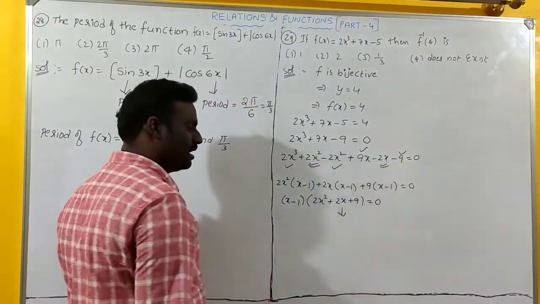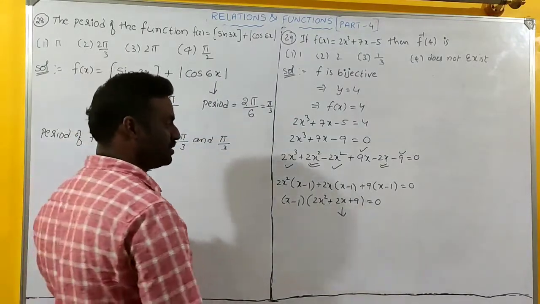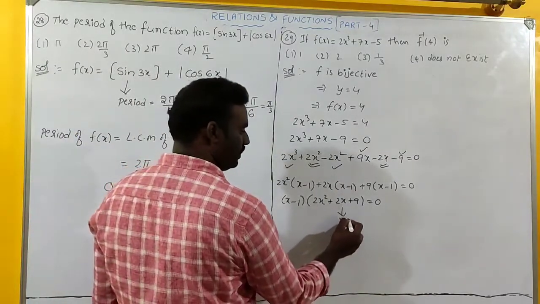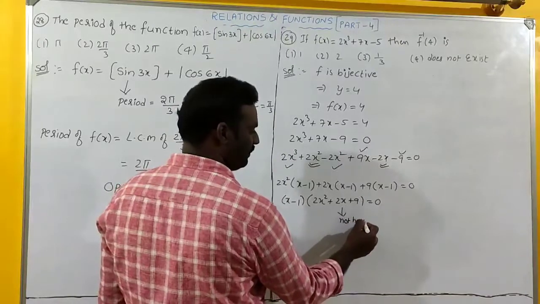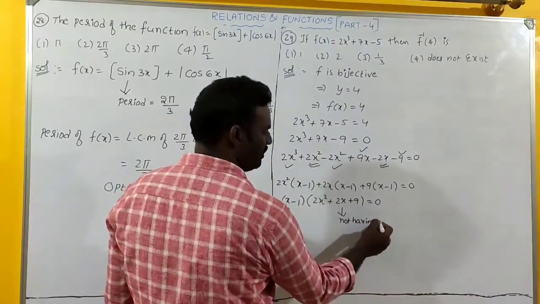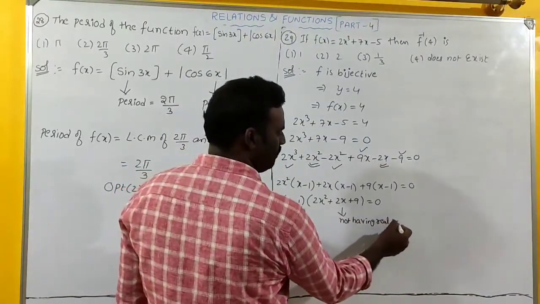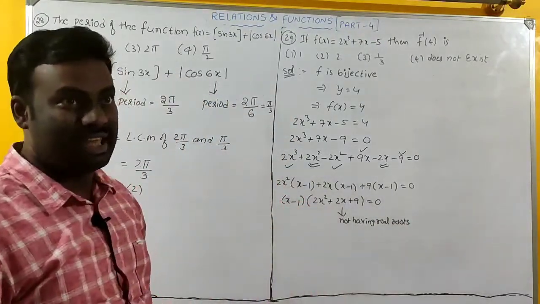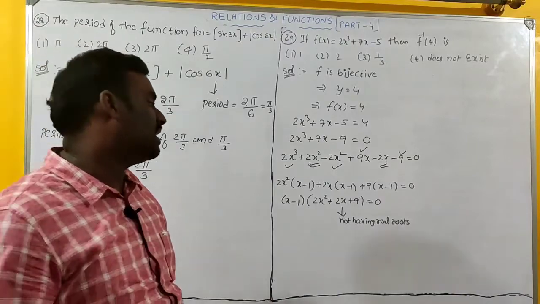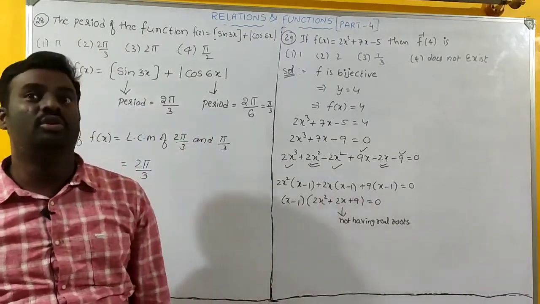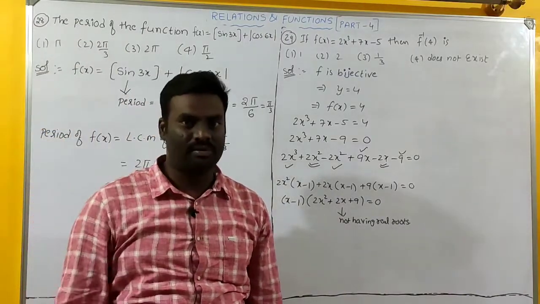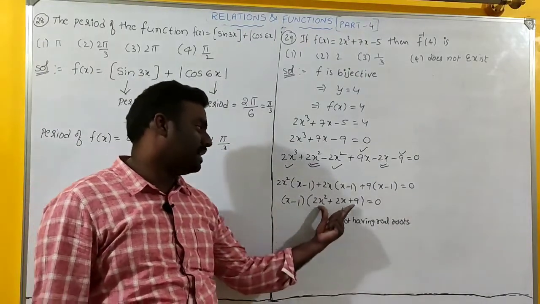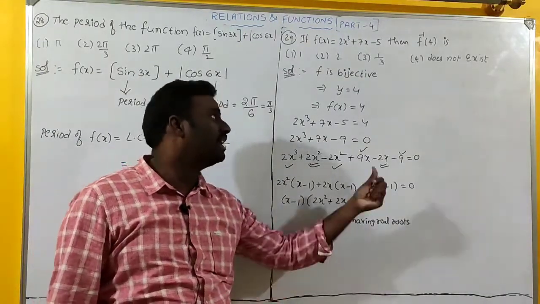This is not having real roots. Why? Because b square minus 4ac value is less than 0. If b square minus 4ac is less than 0, we will get imaginary roots. That's why the second equation will not have real roots.